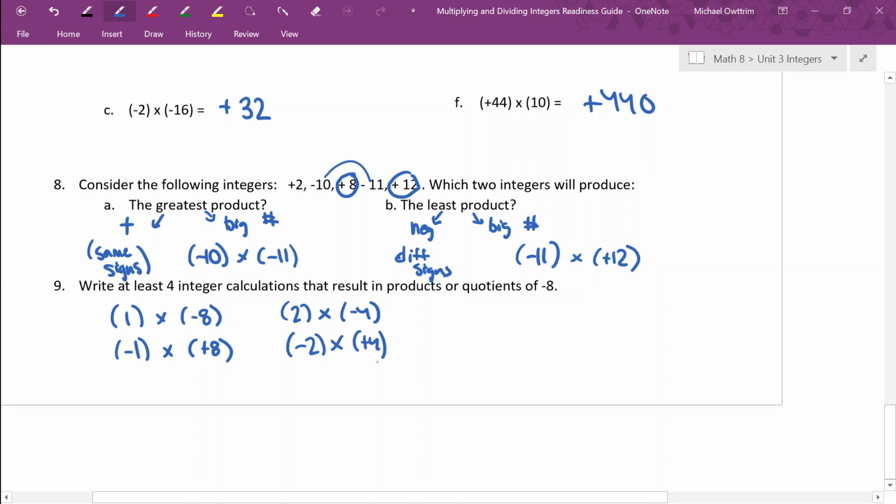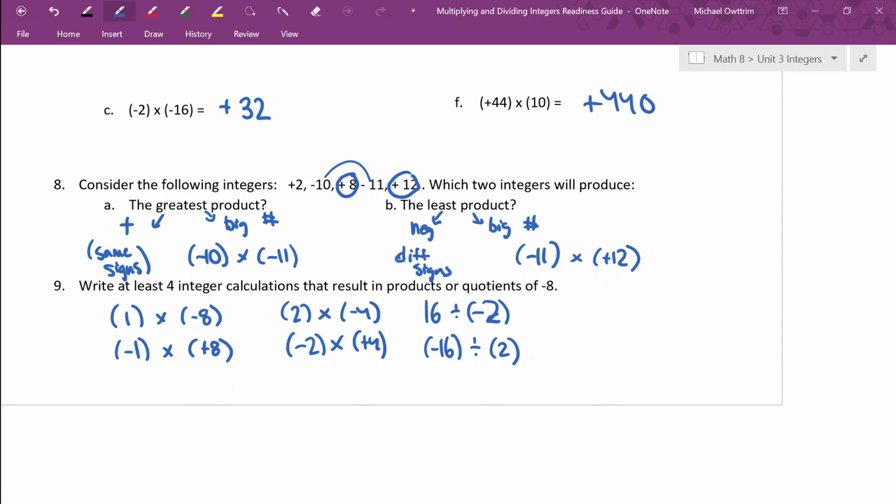We could also do some divisions. So we could do something like 16 divided by -2. Or we could do -16 divided by +2. That would give us -8. And so on and so forth. There would be lots of them. The key is that to make it negative, we need to obviously have different signs in our two factors to be able to make that negative.